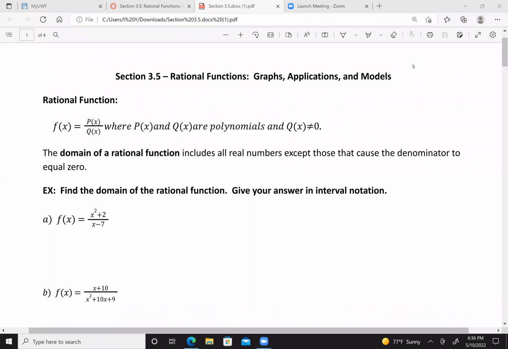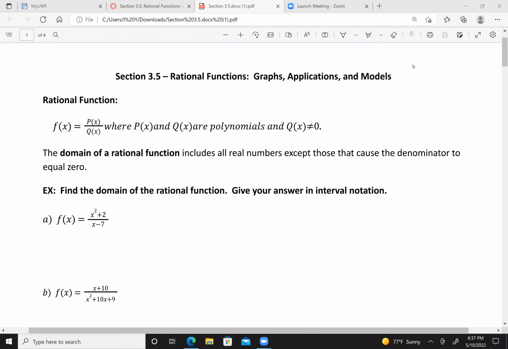Okay, today we're going to look at section 3.5, talking about rational functions, and look at graphs, applications, and models. A rational function, say f of x, equals p of x divided by q of x, where p of x and q of x are polynomials, and q of x does not equal 0. The domain of a rational function includes all real numbers except those that cause the denominator to equal 0.